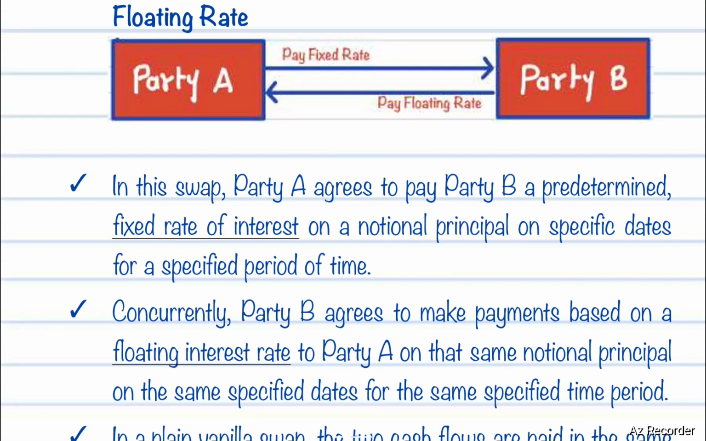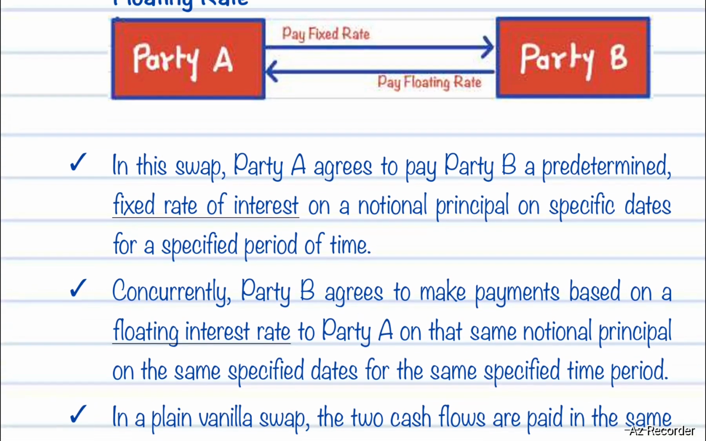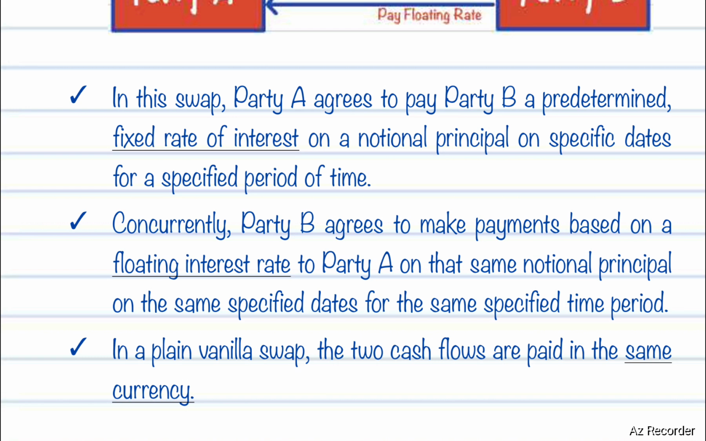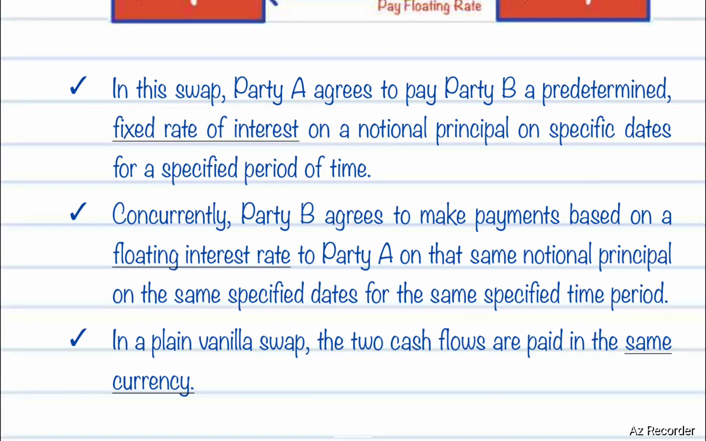In a plain vanilla interest rate swap, party A agrees to pay party B a predetermined fixed rate of interest on a notional principal on specified dates for a specified period of time. Concurrently, party B agrees to make payments based on a floating interest rate to party A on the same notional principal on the same specified dates for the same specified time period. In a plain vanilla swap, the two cash flows are paid in the same currency.